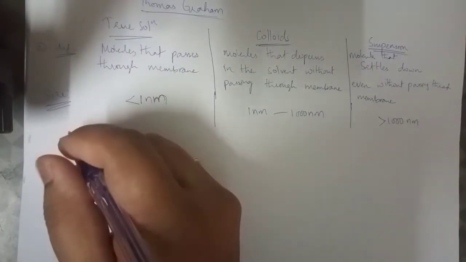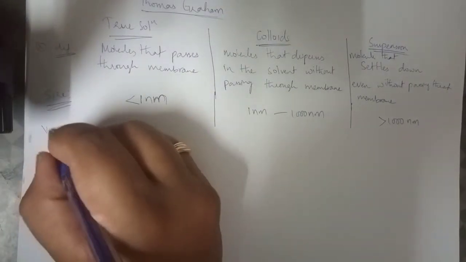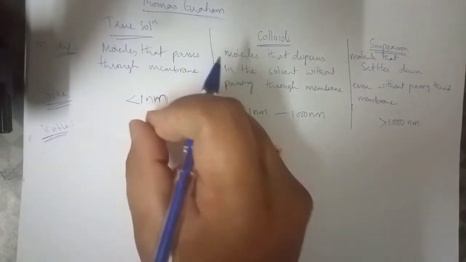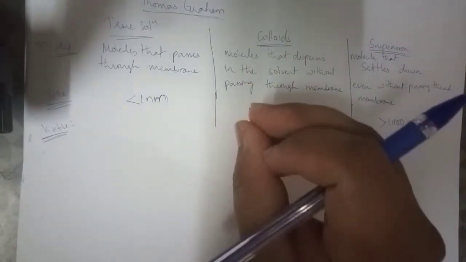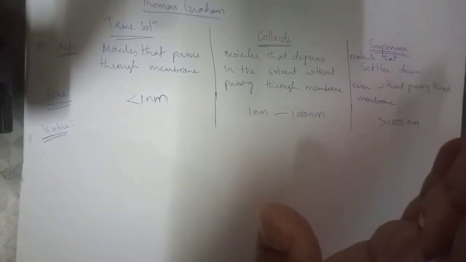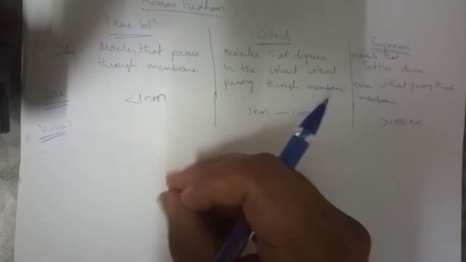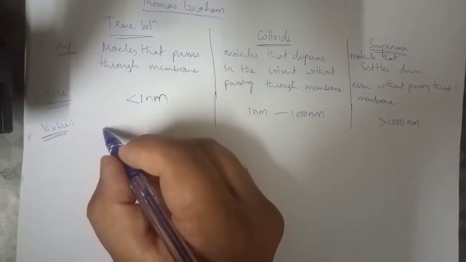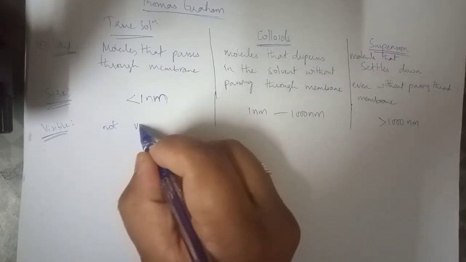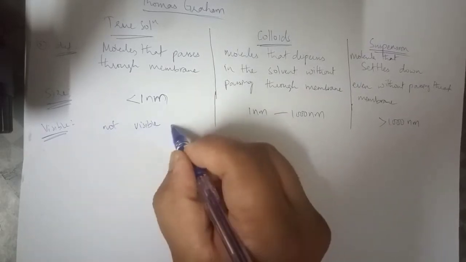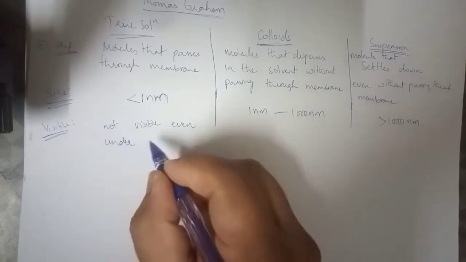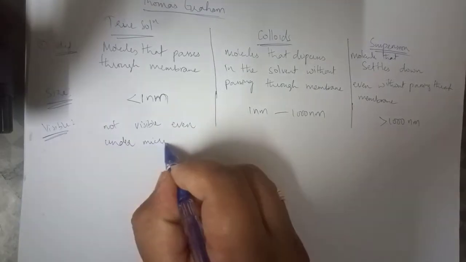Okay, then the third one, that is visibility. As said already, can you see the solute particles in the true solution? No, only the solvent will be visible. The solute particles cannot be visible, right? So I can say they are not visible even under microscope.